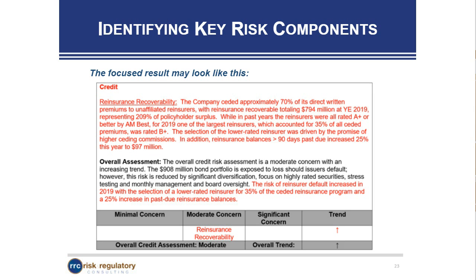And if you have an overall assessment, and this is an IPS version of your risk assessment, typically the results of the assessment that you do for each of the components that you look at, in this case credit risk, show up as part of your overall assessment. In this example, we're rating reinsurance recoverability as a moderate concern with an increasing trend, and that's based on the view that the risk of reinsurer default has increased because of the selection of a lower rated reinsurer and an increase in past due premium receivable balances.